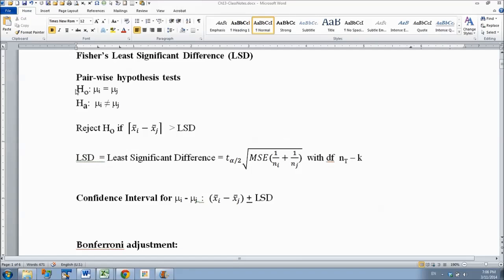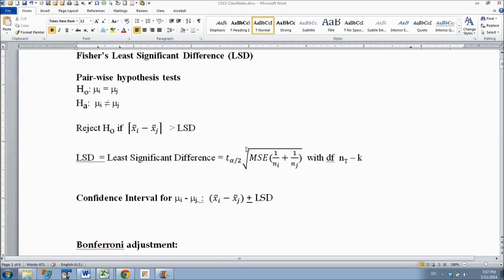Now, the pairwise hypothesis is what we test with LSD, and that is, you take any pair of means. The null hypothesis is that the pair of means are equal, and they are not equal is the alternative. Now, to test this hypothesis, we use the absolute difference between the corresponding sample means, x bar sub i minus x bar sub j, and if this absolute difference is large enough, in other words, is it larger than the least significant difference? If it is larger than LSD, then we reject the null hypothesis, otherwise we do not.